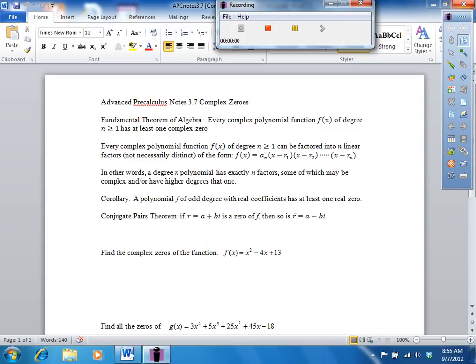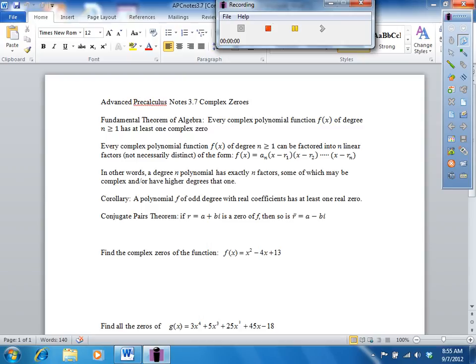So what this says is that every complex polynomial function f of x of degree n greater than or equal to 1 has at least one complex zero. So if it's like x squared, how many zeros does it have to have? It's going to have 2, okay?